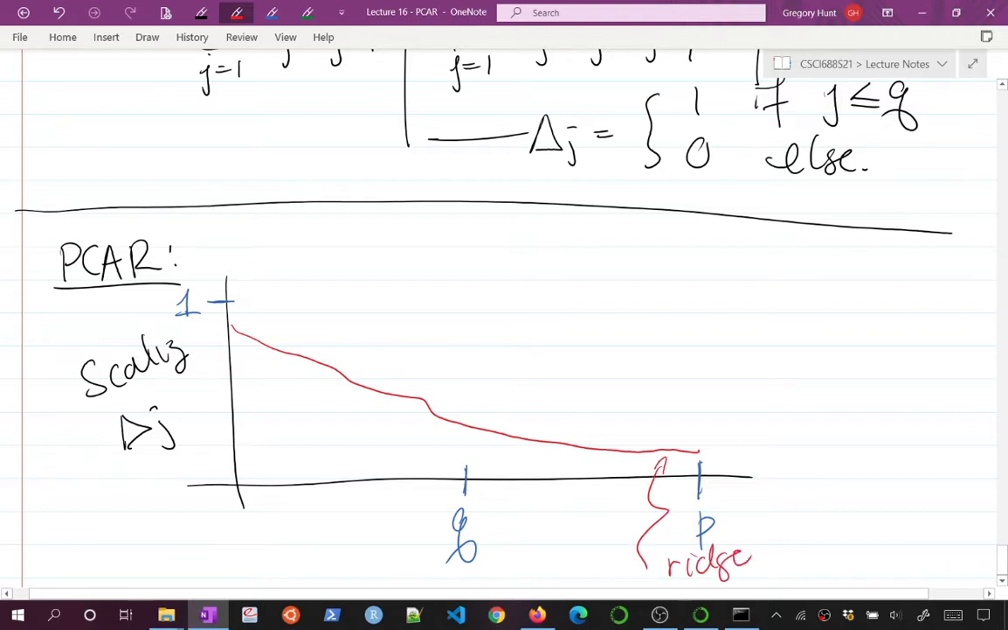It's going to scale everything a little bit less than 1. It's going to have these weights that are a little less than 1, but it's going to scale everything like that. PCA regression is basically a flat line: you're going to weight everything at 1 all the way up until Q, and then you're going to weight it all at 0. So that is the weighting scheme of PCA regression.